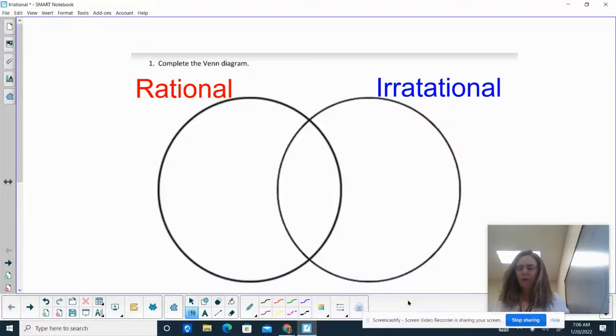Hello, today I'm going to talk to you about rational and irrational numbers. So we have a little diagram set up here. We're going to go through the rational numbers first. All right. So rational numbers, I'm going to list different categories and give you some examples.